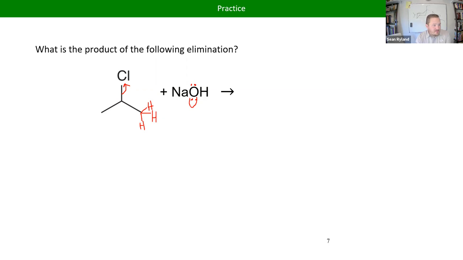If it's a good base, that means it can just come over and grab one of the protons next door instead of attacking the carbon. In an elimination reaction, it's going to grab a proton from the carbon next door, which frees up a pair of electrons to make a new pi bond. So our product in this case would look like this, plus H2O, plus we still are going to have the sodium and the chloride floating around.